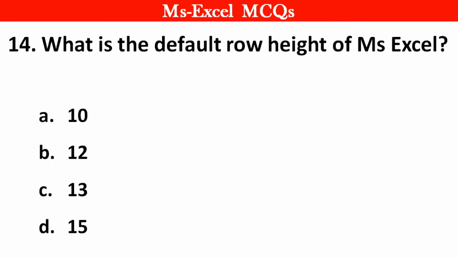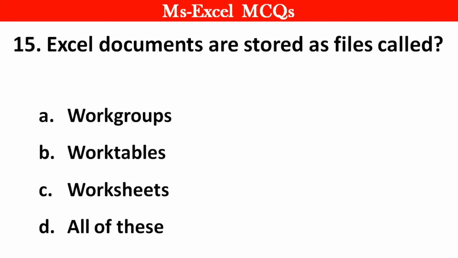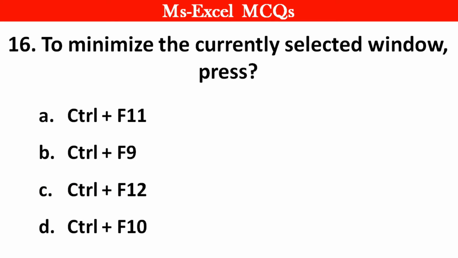Next question. What is the default row length of MS Excel? Right answer is option D, 15. Next question. Excel documents are stored as files called: options A, workgroup; B, worktable; C, worksheets; D, all of these. Right answer is option C, worksheet. Next question. To minimize the currently selected window, press. Right answer is option B, Control plus F9.